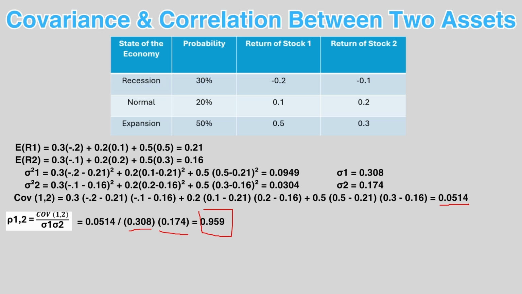Remember that correlation is bound between -1 and +1. If two assets are perfectly positively correlated, it is equal to +1, and they will move in the same direction. So when stock 1 goes up, stock 2 will go up. When stock 1 goes down, stock 2 will go down. If it was -1, they are perfectly negatively correlated, and when stock 1 goes up, stock 2 will go down. We're close to that perfectly positive correlation case where it is equal to +1. We're not quite there, but this is a very strong positive correlation. So when stock 1 goes up, stock 2 is going to tend to go up, and vice versa.